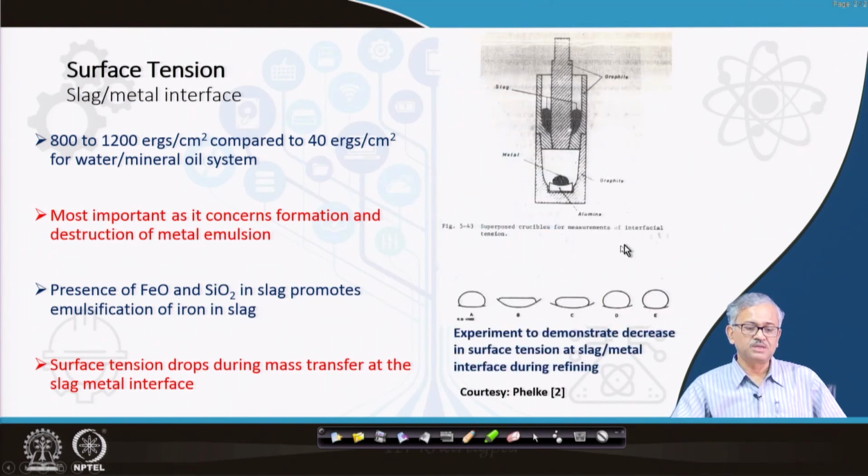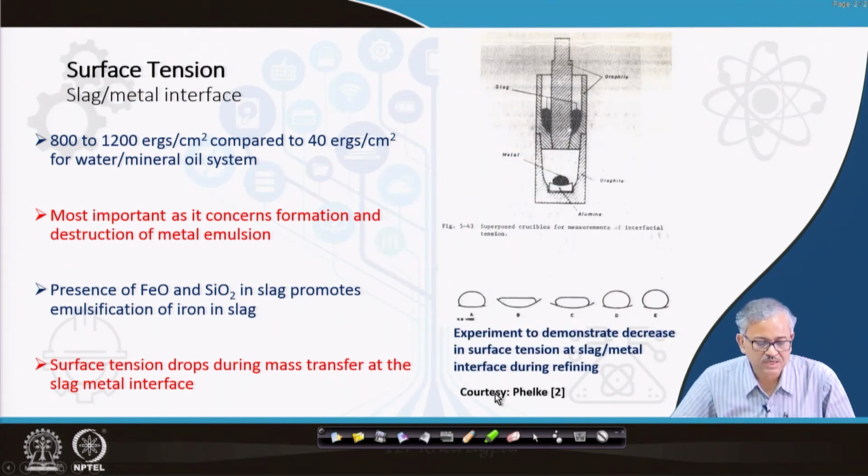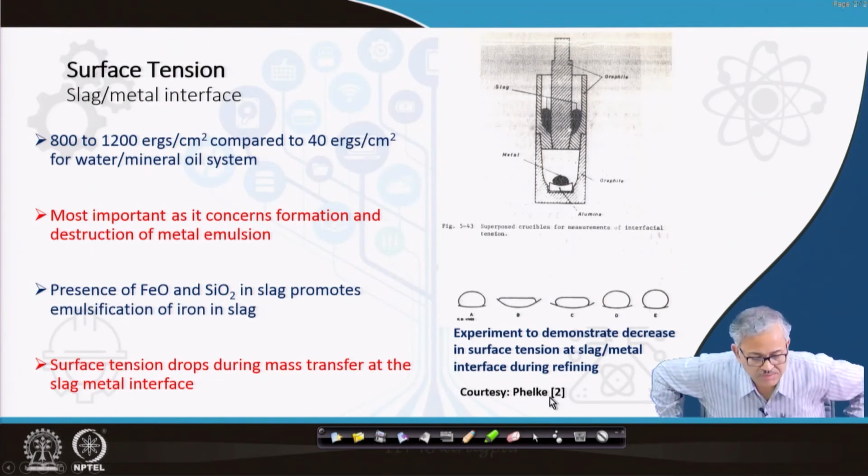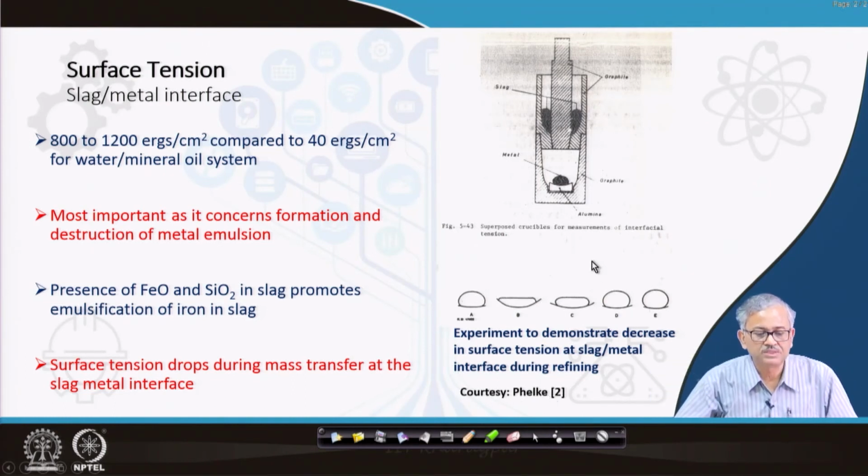An experiment has been done here. You can see it has been taken from the book edited by Fruehan, on blast furnace and BOF steelmaking. It is a collection of several papers, and I have given the reference. The experiment is that you can find here, the metal is taken in an alumina crucible. You have a metal here, and then this is the slag, okay, and then by taking it up, there is the graphite, this is basically a float.